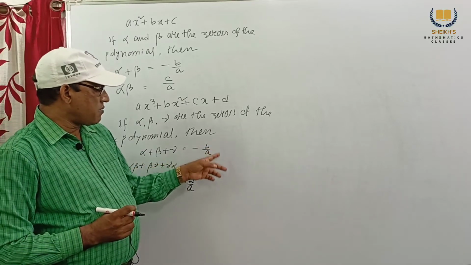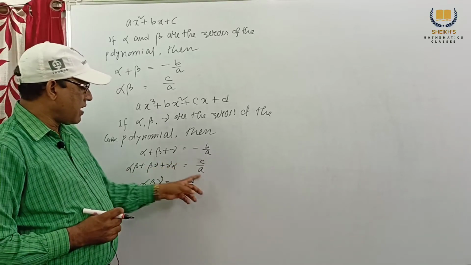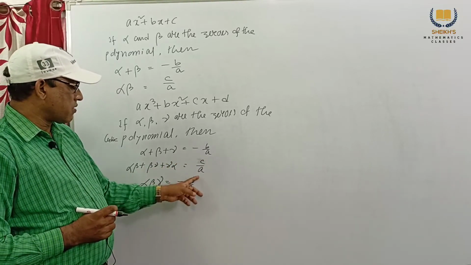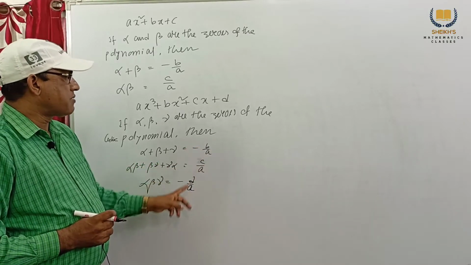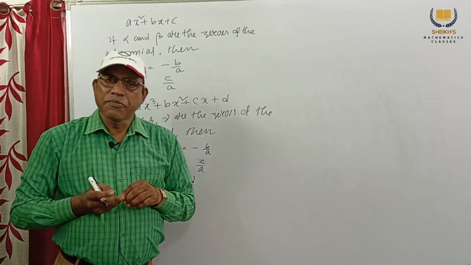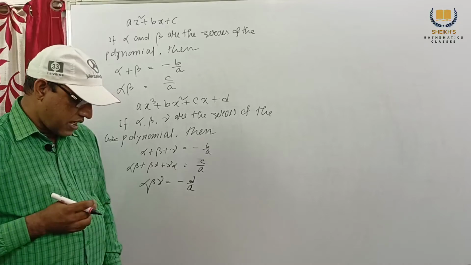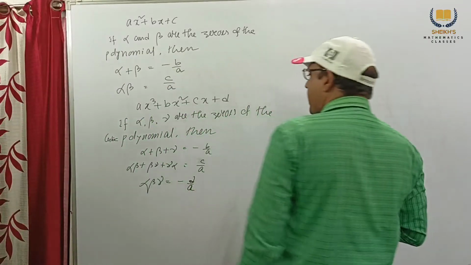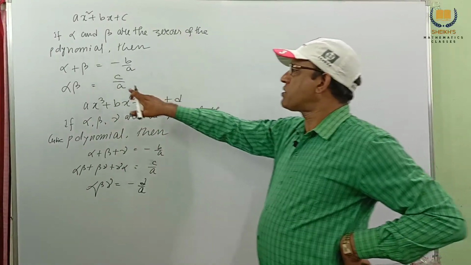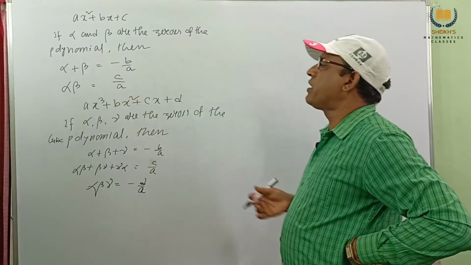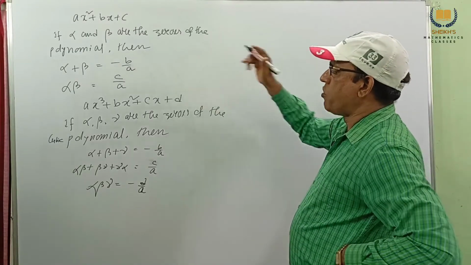Sum of the zeros equal to minus b by a, and product of the zeros taken two at a time, this is c by a, and product of the zeros equal to minus d by a. So first is minus, plus, minus. So this is the relation between zeros and coefficient of the cubic polynomial. Again, suppose the zeros are given, what will be the cubic polynomial? Quadratic polynomial and cubic polynomial.